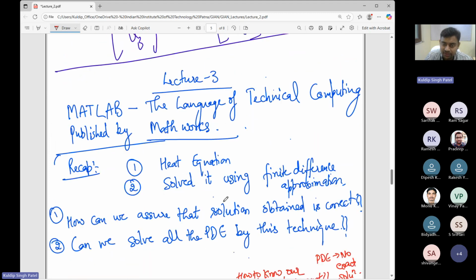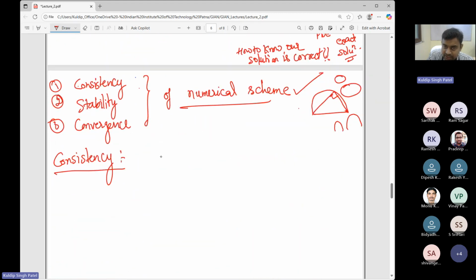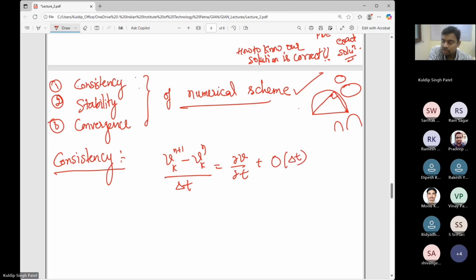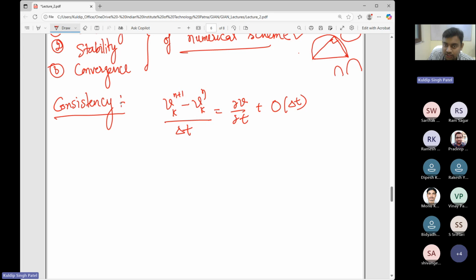So we know that if we take V_k^(n+1) minus V_k^n upon delta t, this is nothing but del V by del t plus order of delta t terms. How many of you are aware of this notation? If you're not aware, then we can tell. It is not very tough. It is coming from Taylor series expansion, from this equation 1. Taylor series, I hope everyone has read it, right?